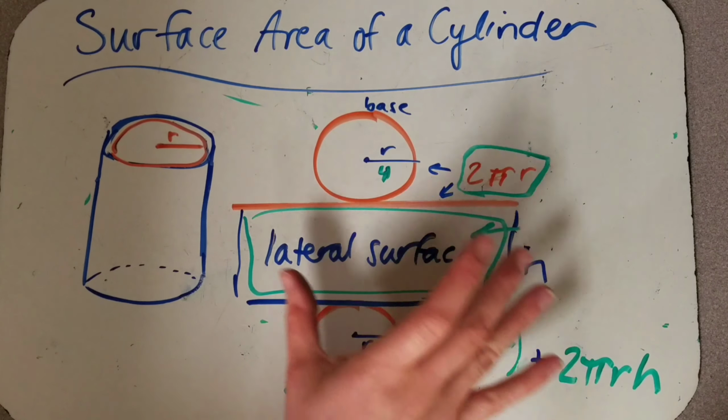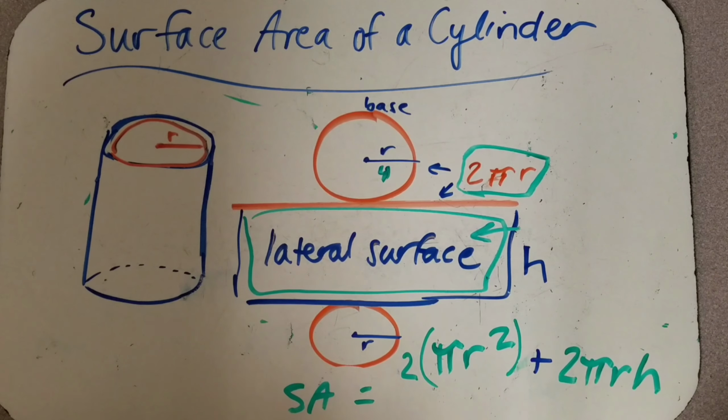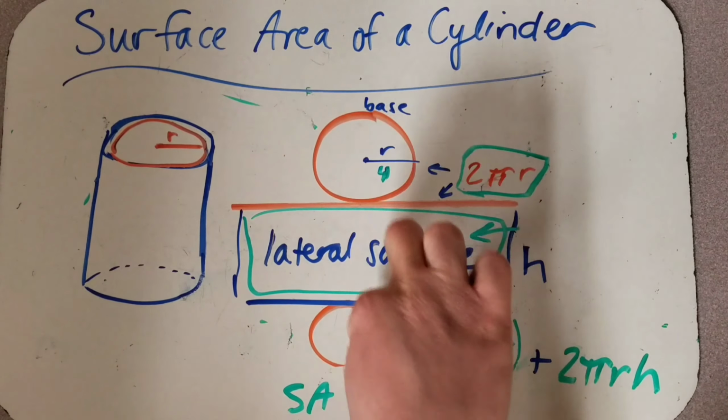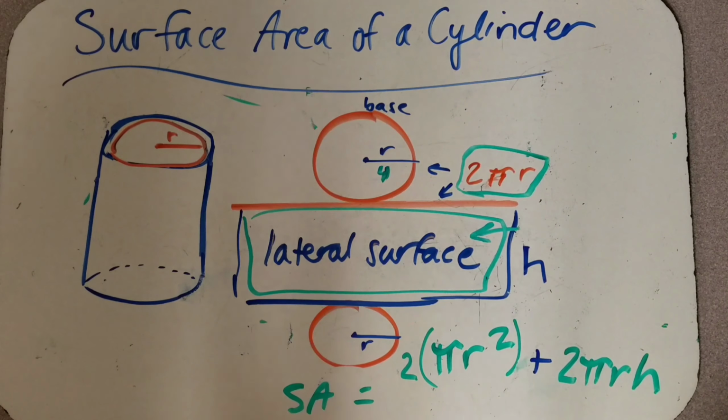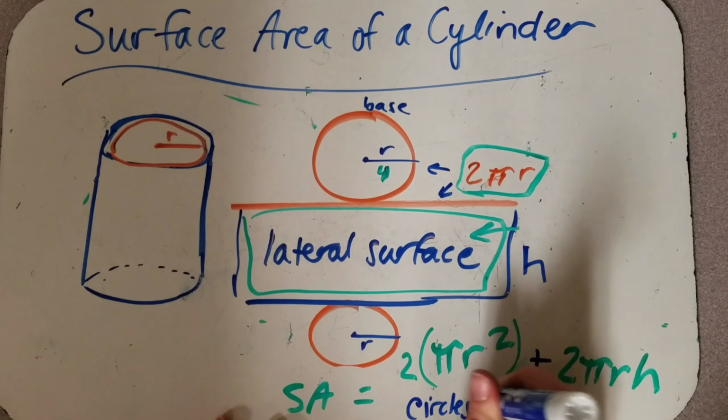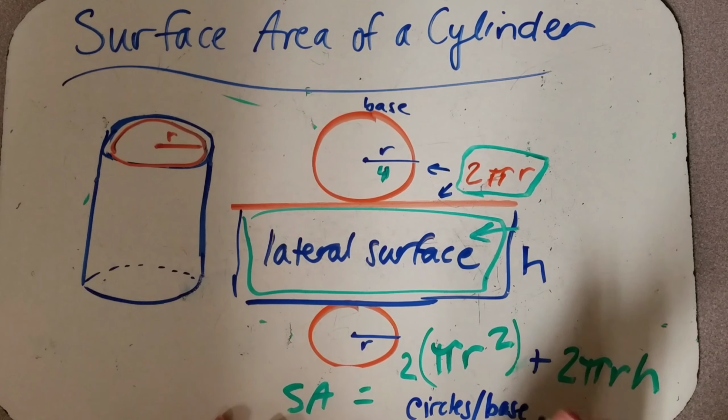We already know that. But this lateral surface is going to have a little different plan, and that's why I wrote this out for you. So the formula is surface area equals 2 pi r squared, which if you remember, pi r squared is the area of a circle, right? And the reason why we have the 2 is because there are two circles, right? Top base, bottom base. So 2 pi r squared. That part is for the circles or the bases, whatever you want to call it.